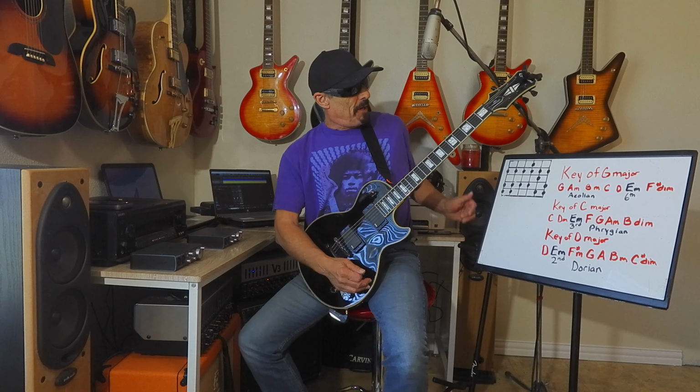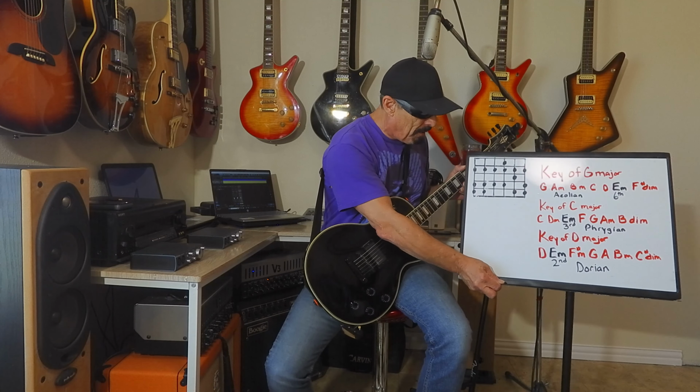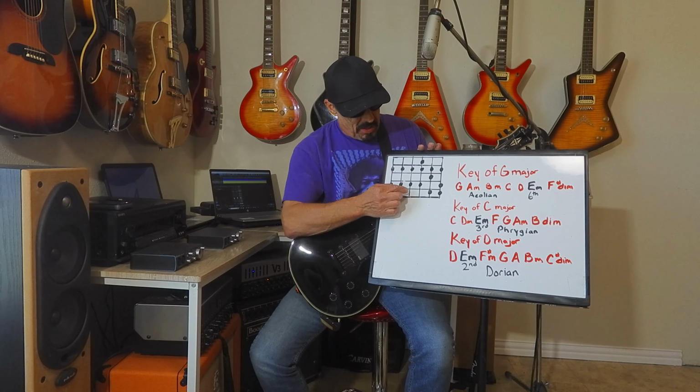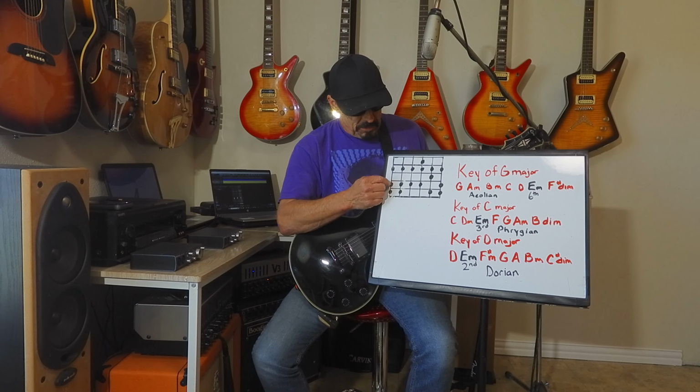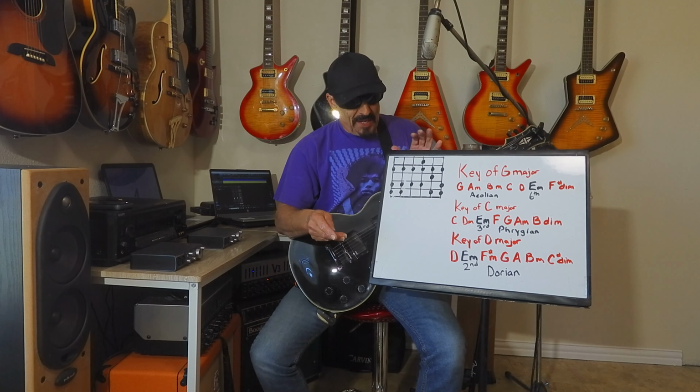And if you look over here, let me pull my dry erase board up. Here's the scale shape I use. This would be the 12th fret. So 12, 14, 15, and so on. That is the G major scale.